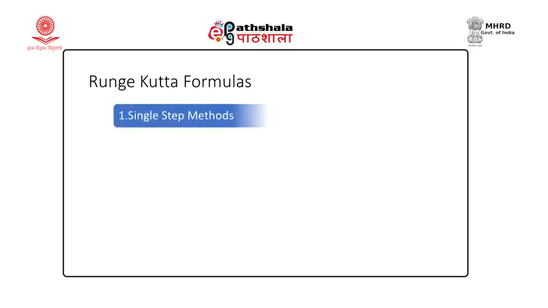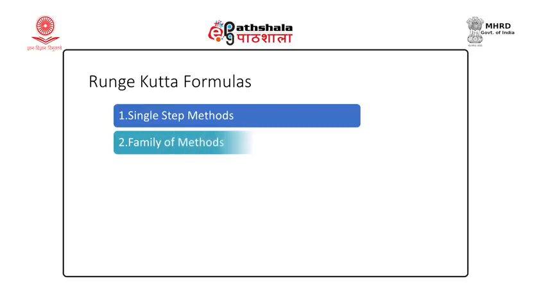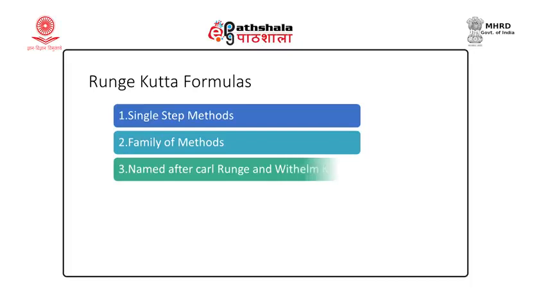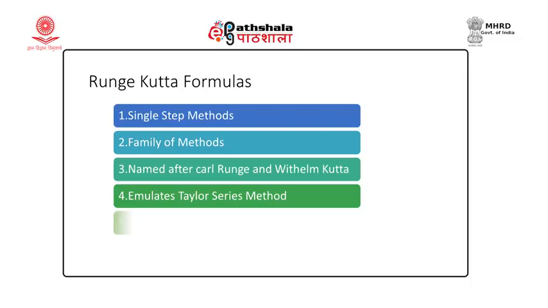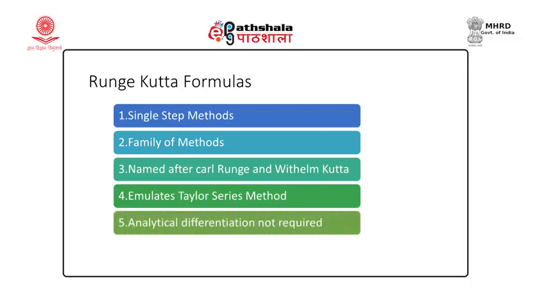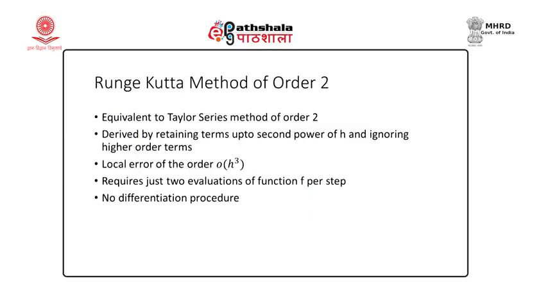Now, these Runge formulas are a family, meaning they can be derived of any order, and all of them are single step methods. You can get them of any order like order 2, order 3, order 4 and so on. They are all named after the two mathematicians Runge and Kutta, and they are all based on the Taylor series. The advantage of these formulas is that analytic differentiation is not required, you need only the function evaluation.